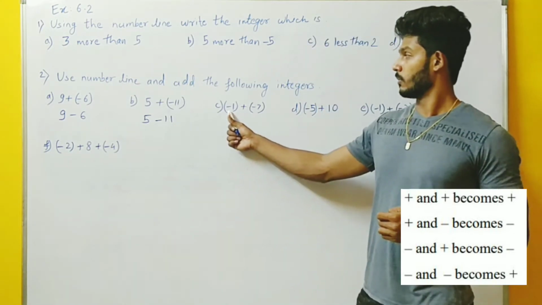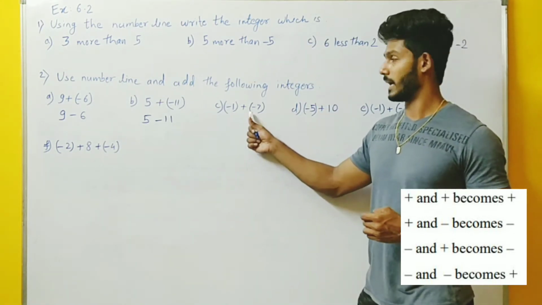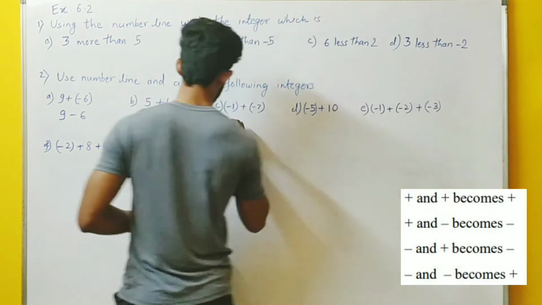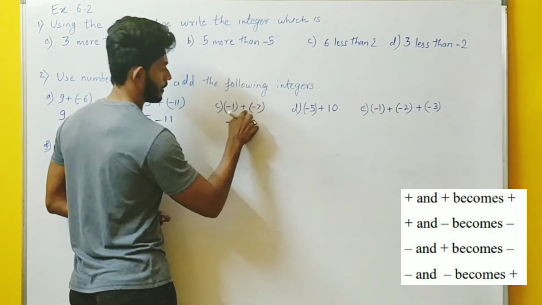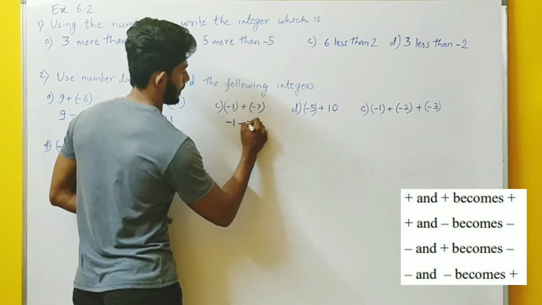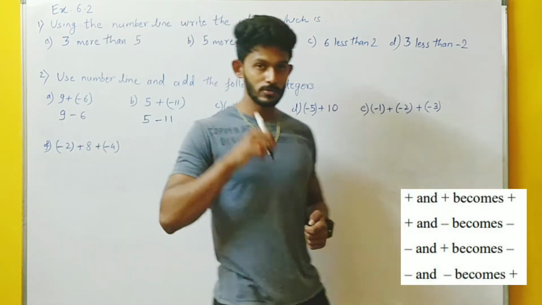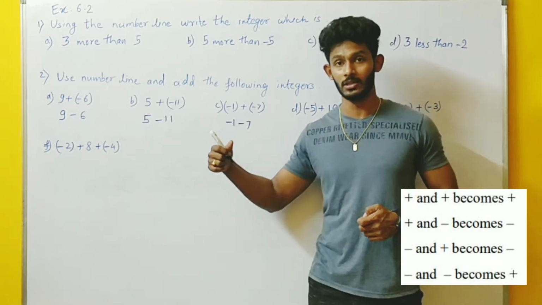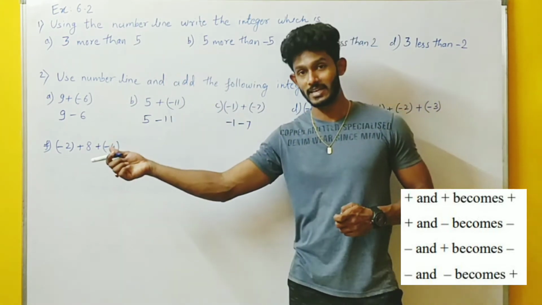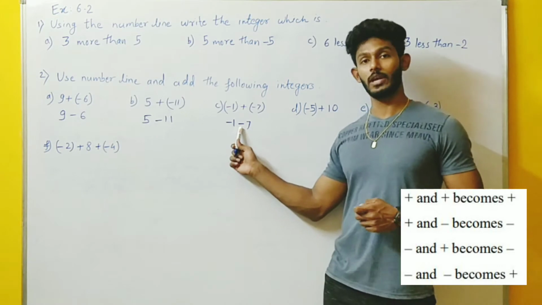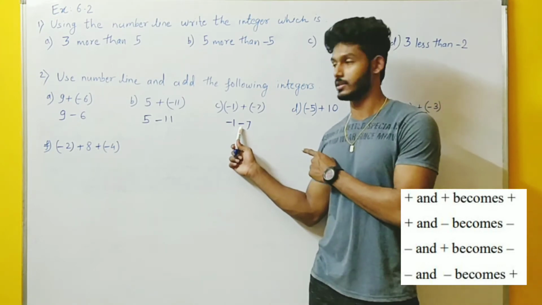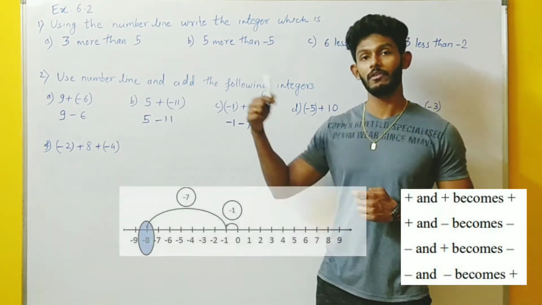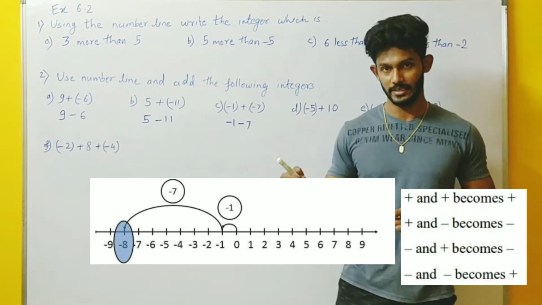Now, minus 1 plus minus 7. So this will be minus 1 plus and minus will become minus. So first from 0 we will move towards minus 1 and from minus 1 we will move again towards the left hand side because we are going in the direction of minus 7. So we will reach minus 8.